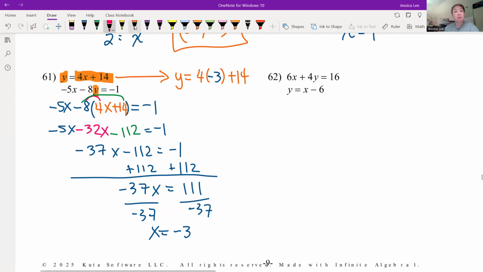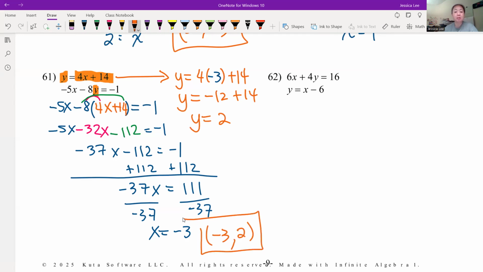All right. Then I'm going to just simplify that. y is equal to, that's going to be negative 12 plus 14. So y is equal to 2. So our answer is negative 3, 2. That's where those two lines over the graphic, that's where they would meet.